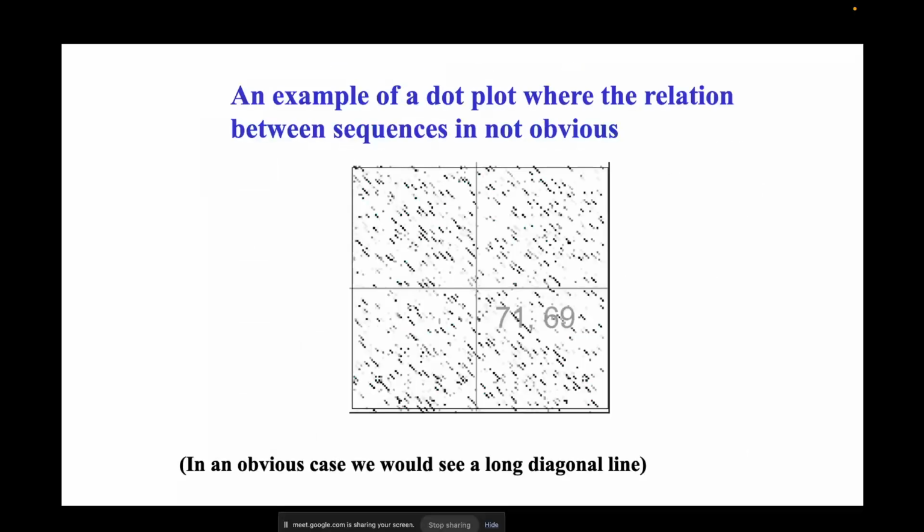Right. So this is how a dot plot would look if the relationship between this set of sequences of protein A versus protein B is not very clear. It will be a haphazard set of lines here. You cannot infer anything from this. And in an obvious case, what you would see is a straight line like this in the leading diagonal. If it's a complete match, you'll have a straight line like this. If not, you'll have scattered points like these.